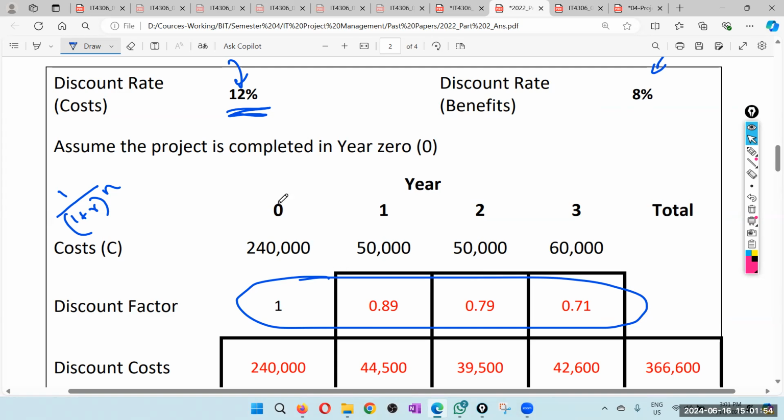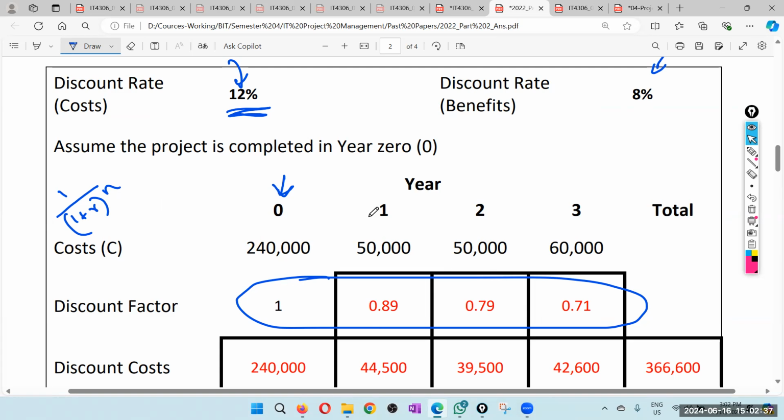So when n is 0, for any value, the 0th power is 1. So therefore it is 1 divided by 1, which is 1. That is 1 because this is the current cost. Your future is also present, because this cost occurs at the beginning of the project. You don't need to convert it to present because this cost happened at the present. Present is the beginning of the project, because we do this calculation at the beginning of the project. So the discount factor is 1 because n is 0. But you need to calculate these things.